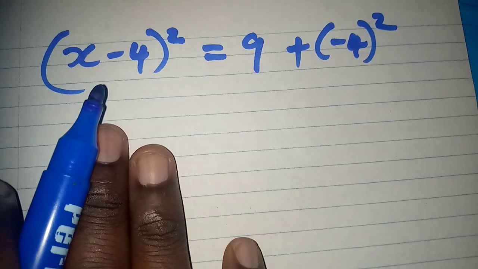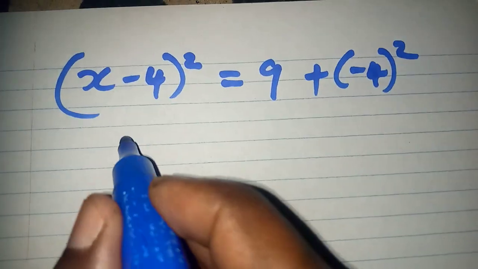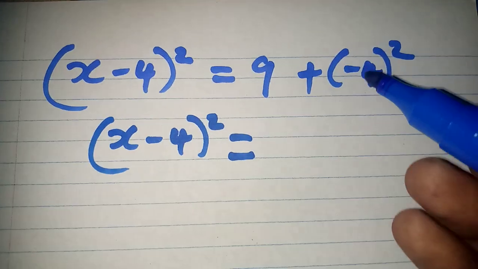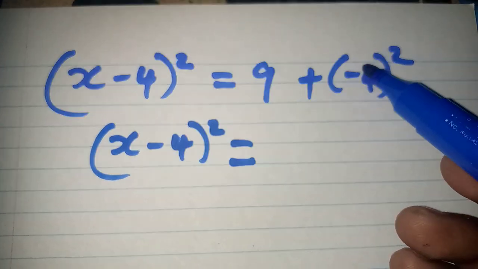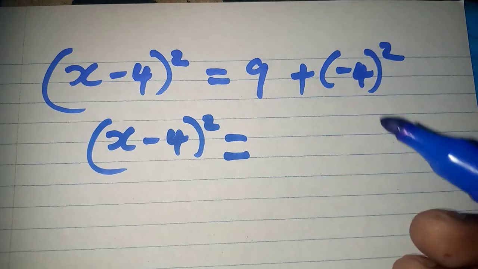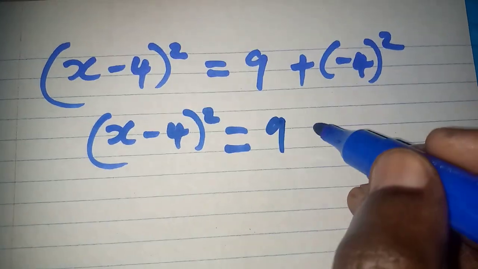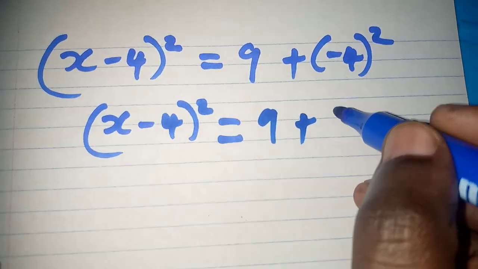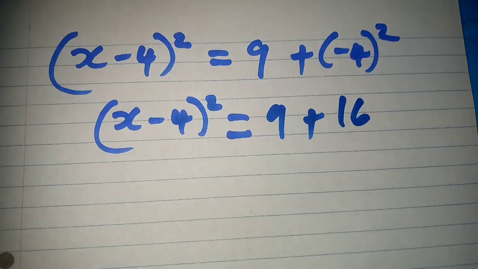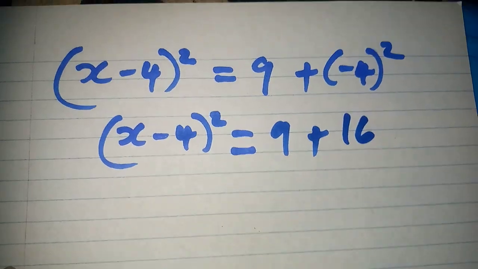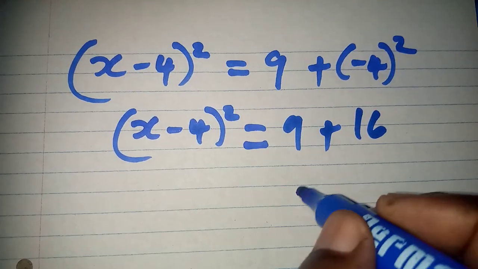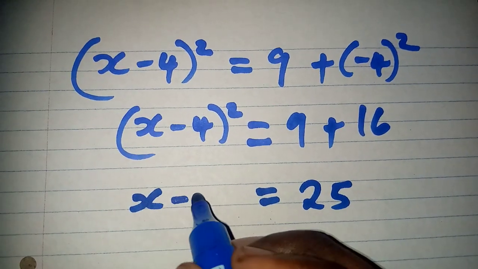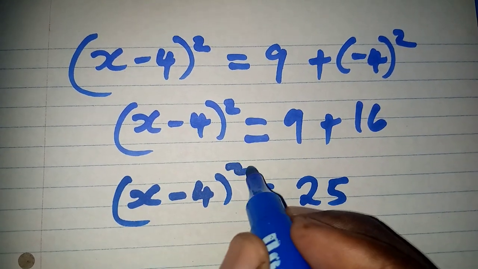On my left hand side, it remains like that: x minus 4 squared. On my right hand side, if I square negative 4, of course I'm going to get, a very simple algebra math, 16. Of course 9 plus 16, we're going to get 25, equals x minus 4 squared.